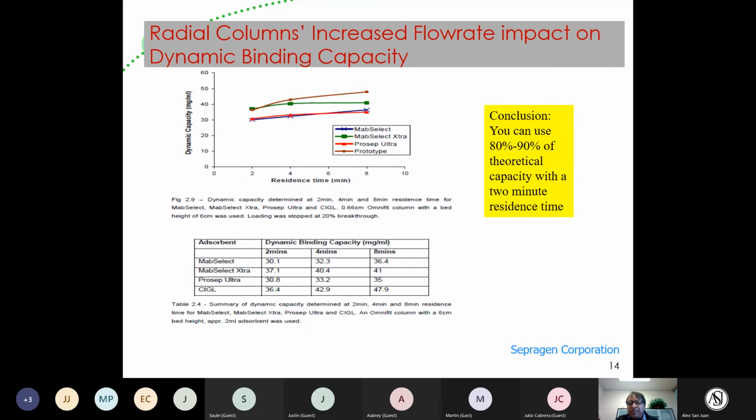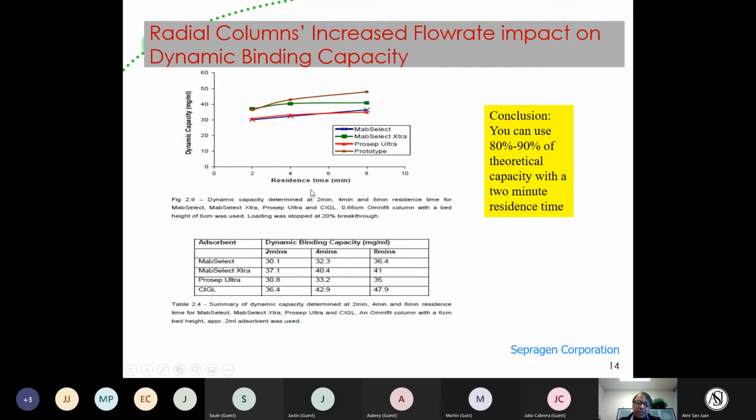So you can go very fast through the columns. We'll share a lot of data with you. But one of the things people concern themselves with is, gee, if I'm going 4 times faster through radial flow columns, what happens to my dynamic binding capacity? Legitimate question. Years ago that was a problem, because the resins had most of their capacity embedded inside the bead.